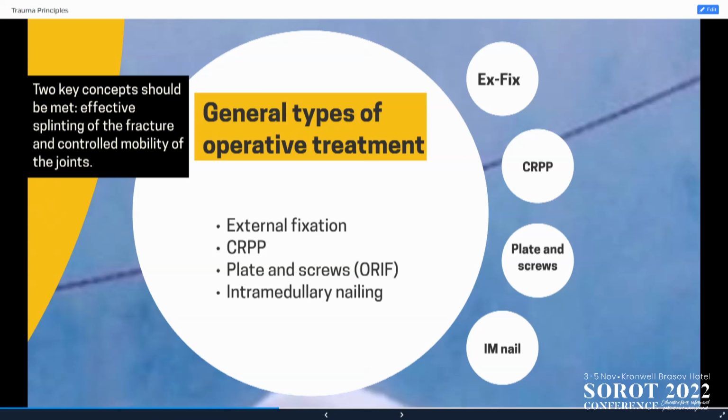So, operative treatment. There are two key concepts that should be met: effective splinting of the fracture and controlled mobility of the joint. Of course, we have the external fixation, closed reduction percutaneous pinning, plate and screws as part of the ORIF, and intramedullary nailing.